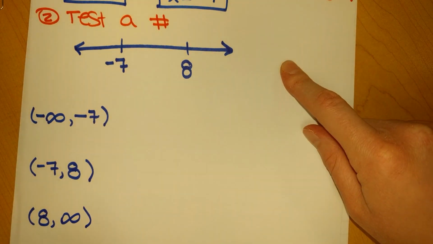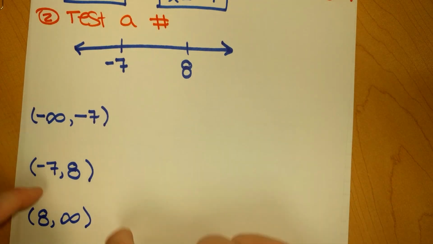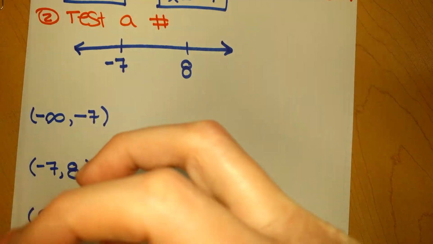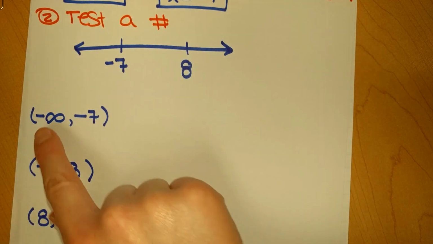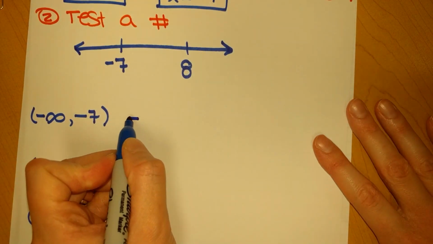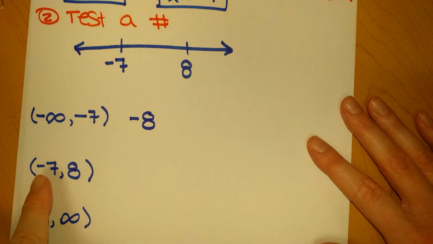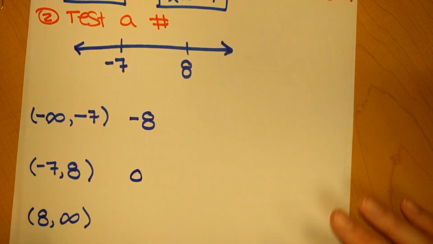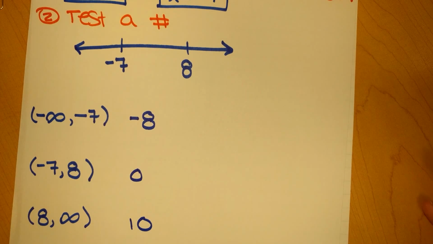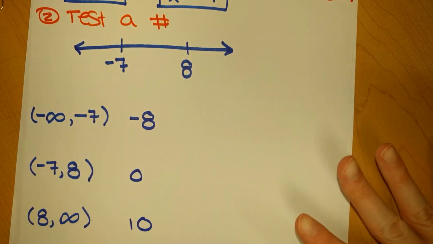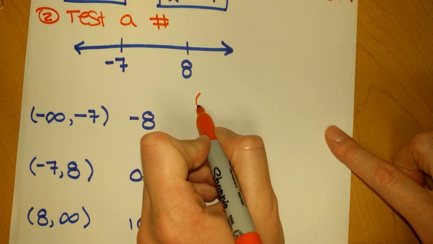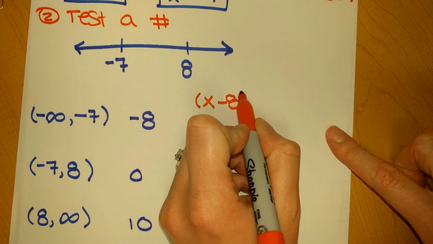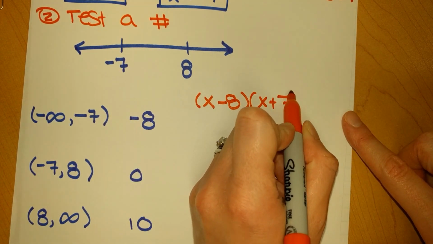All right, so we plug in some number in each of those intervals, and it does not matter which number you pick as long as it's inside of the interval. So from negative infinity to negative 7, I might decide I'm going to pick negative 8. Negative 7 to 8, let's say I pick 0. 8 to infinity, let's say I pick 10. Now, we can test this into any format of the polynomial. So in this case, I would test into (x minus 8)(x plus 7).